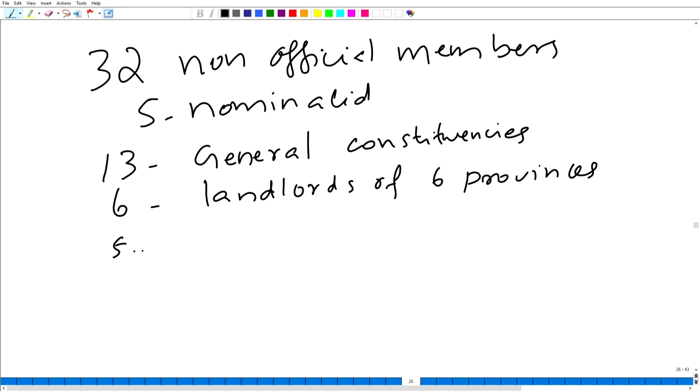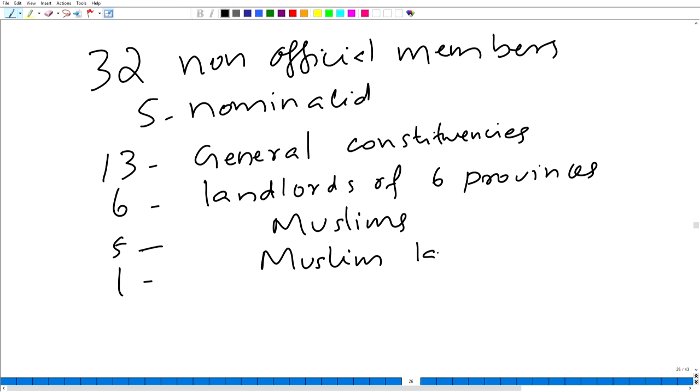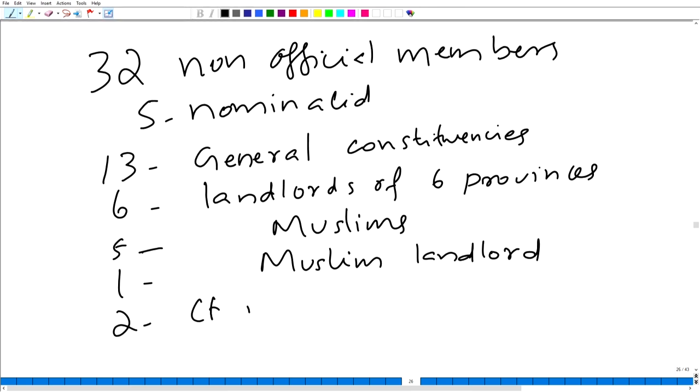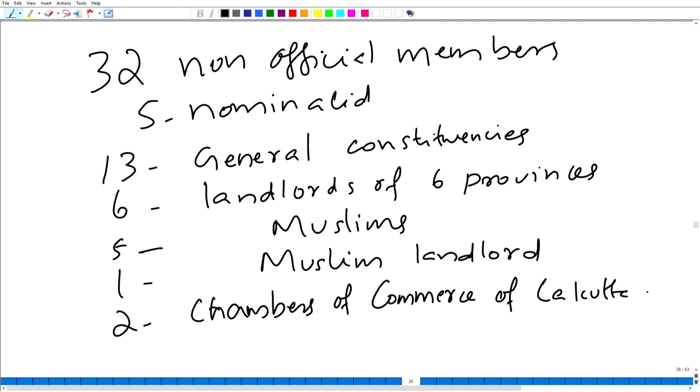Five by Muslims. One Muslim landlord. Two by chambers of commerce of Calcutta and Bombay. This was the division of the non-official members.